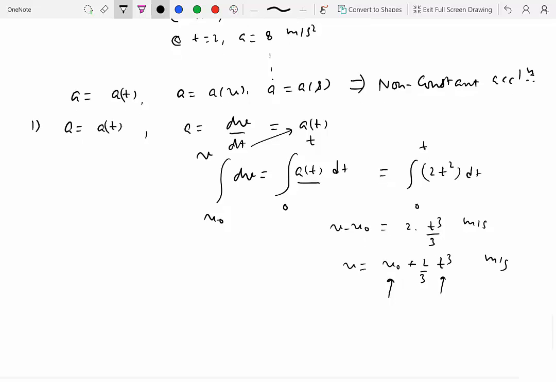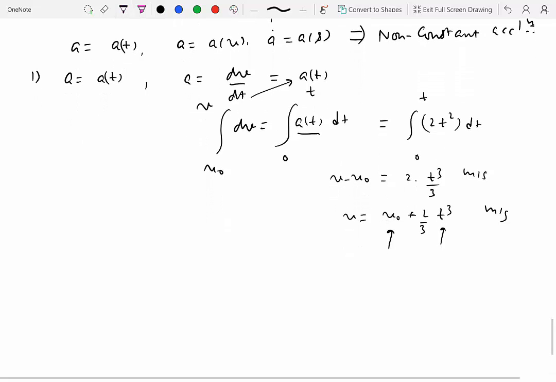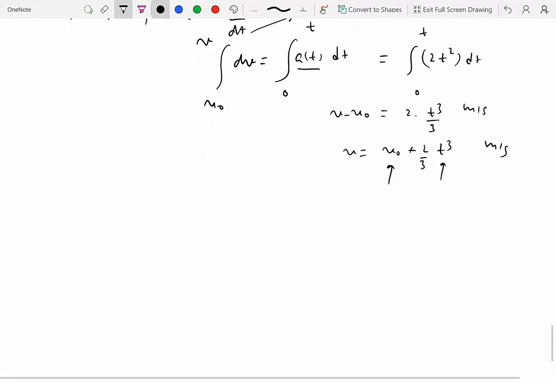Right? So in this case, acceleration was given as a function of time, and I made sure that I had only two variables in my equation, and all the like variables were on one side, and the other kinds of variables were on the other side, right? Okay. The second case is when acceleration is given to you as a function of velocity.